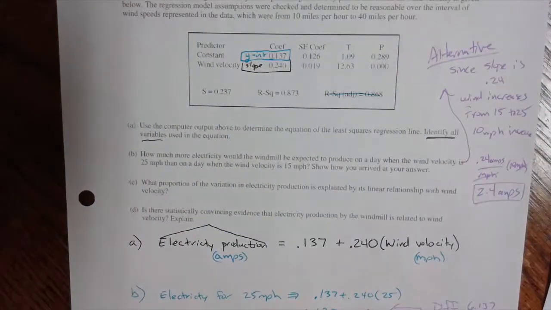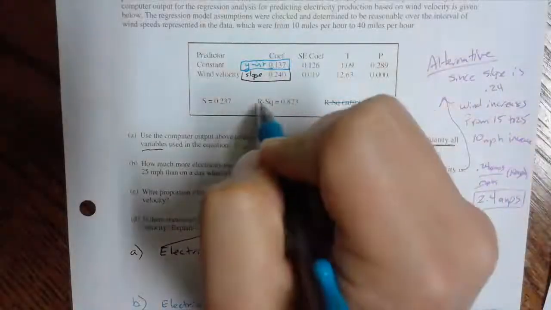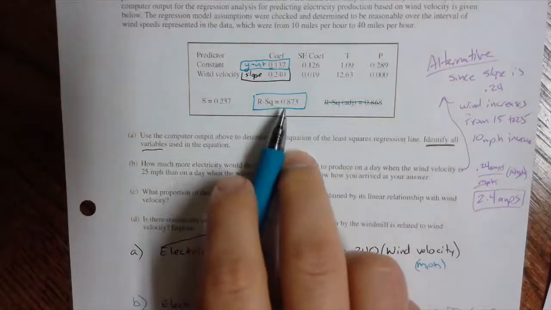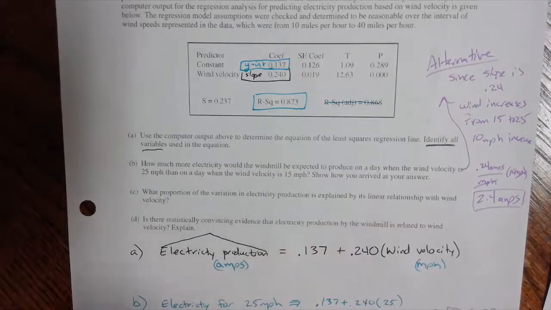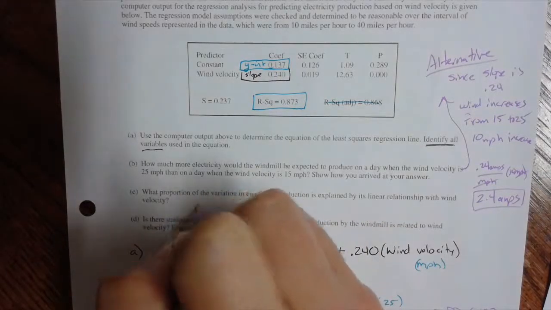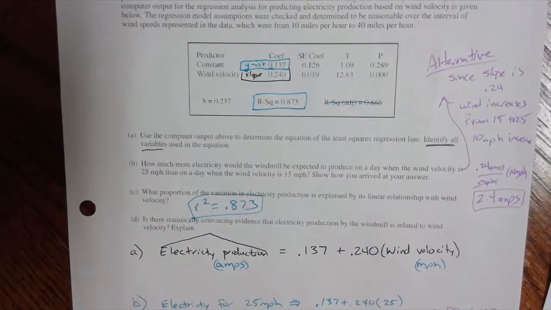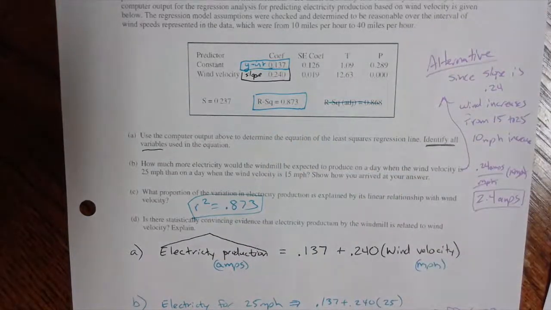So the proportion of variability in a y variable that could be explained by an x is the definition of r squared. So really this one is just asking you to realize that this number, the 0.873, is the proportion of variation in electricity production that can be explained by its linear relationship with wind velocity. So it's really just noticing that this number is r squared, and that value is just given right in the chart. So a pretty straightforward task, as long as you can read the table, knowing that r squared is the proportion of variability that's explained by the x.